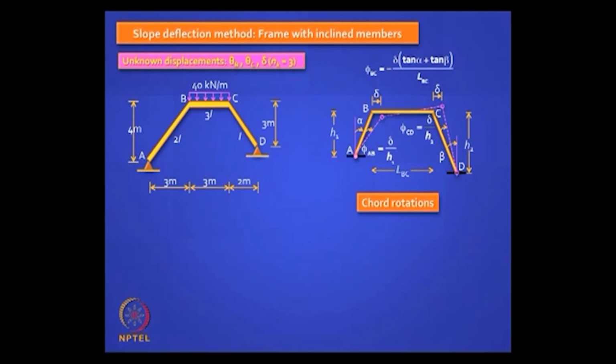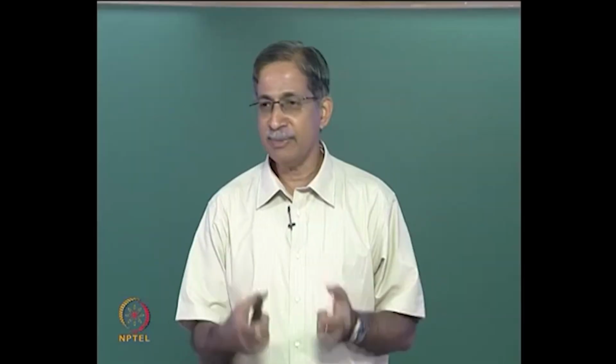I don't want to, I'll skip that part, you can check it out. Compatibility requires that BC will rotate anti-clockwise because the 3 members are interconnected by that quantity. Okay, so there is only one unknown, delta, and you've successfully written all the chord rotations in terms of delta. Clear? You have to make it into a mechanism and you will get this proof. What do we do next?